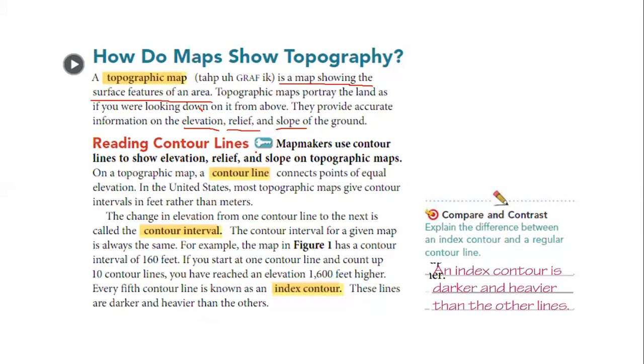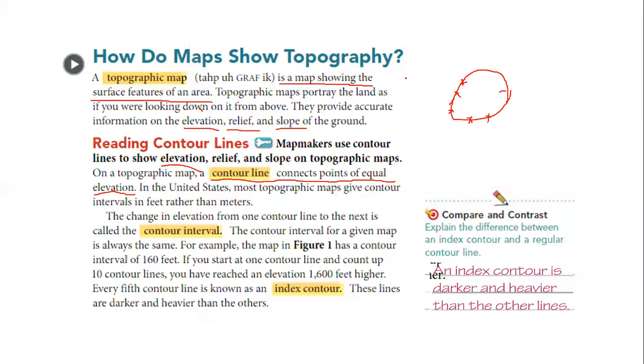How to read the contour lines? Map makers use contour lines to show elevation, as I said, relief and slope. So what is a contour line? As we defined it at the beginning, it connects points of equal elevation. If we have a contour line like this, any circle, as we studied in math, consists of points. All of these points have the same elevation. So contour lines connect points of equal elevation.